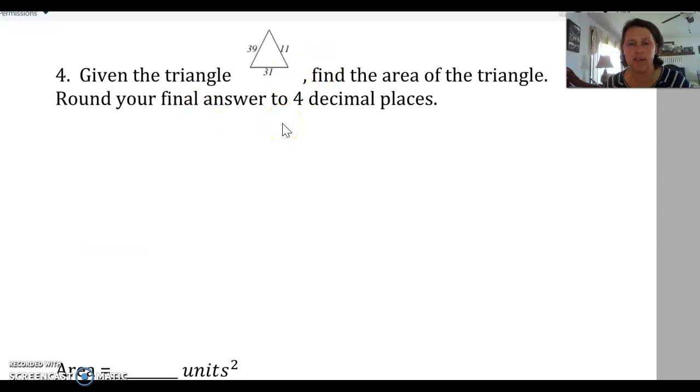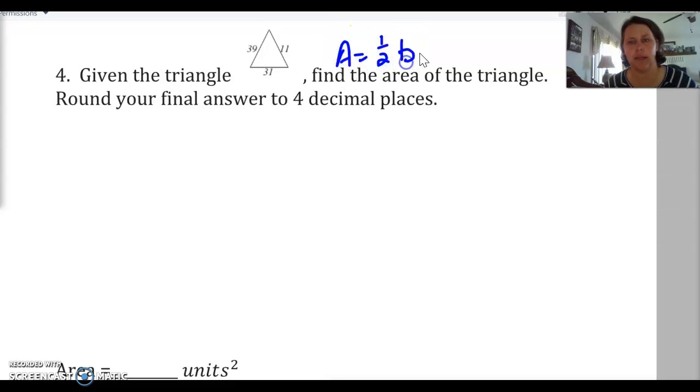Well, we know that our equation for area is area equals 1/2 times the base times the height. Well, we know what the base is. We just need to know what this height is. If we had this angle right here, we'd be able to use the sine of that angle over, let's call that x, which is the height, x over 39. That would be great, but we don't have the x and we don't have the angle.